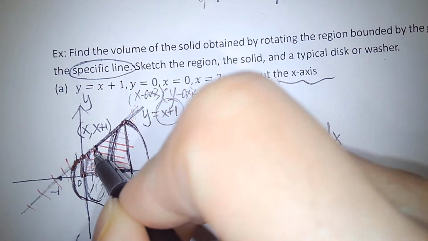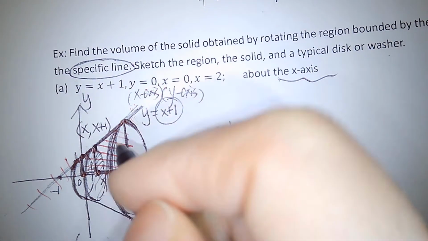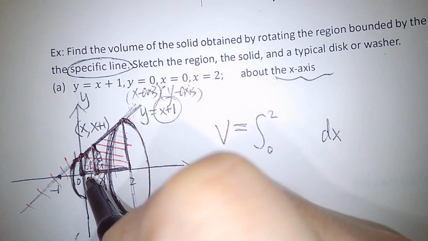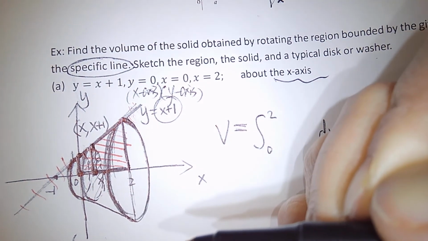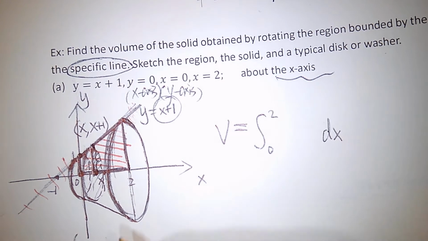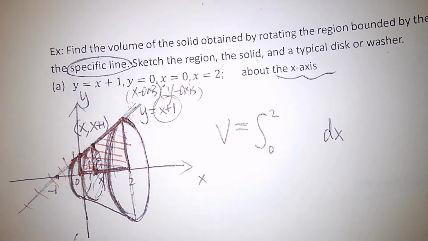X plus 1. Do you see that, right? So what is the length of this radius? What is the length of the radius? Should be x plus 1, right, guys? Yeah, so x plus 1.